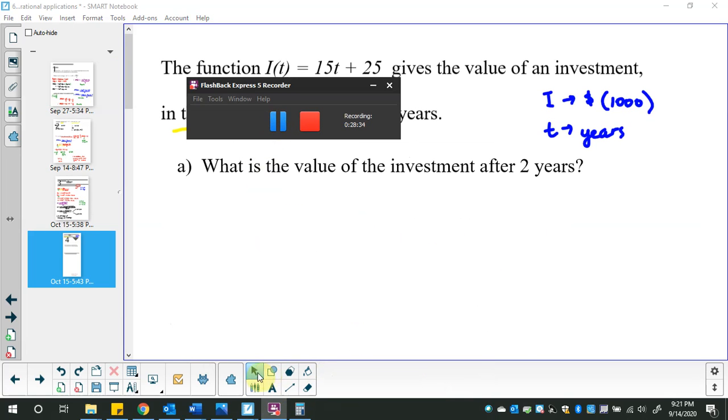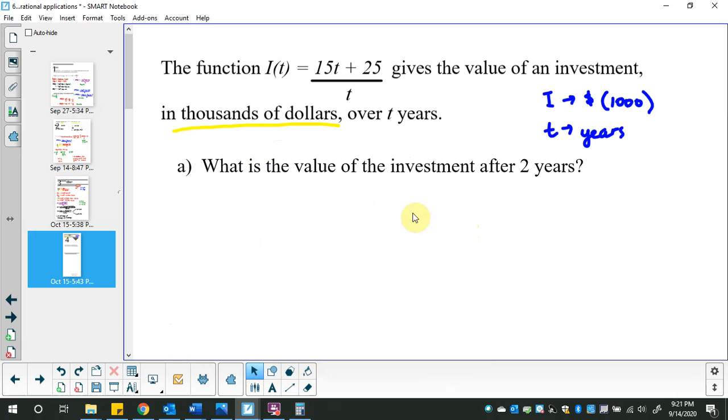Okay, time's up. I'm back. Tiny break. So what is the value of the investment after 2 years? I've given you a 2 years. That means the 2 slides in for the t here, which means you also slide it in for the t in those 2 places. So I'm going to do that right now, and I'm going to pick, I don't know, black again. So I at 2 years is equal to 15 times 2 plus 25 over 2.